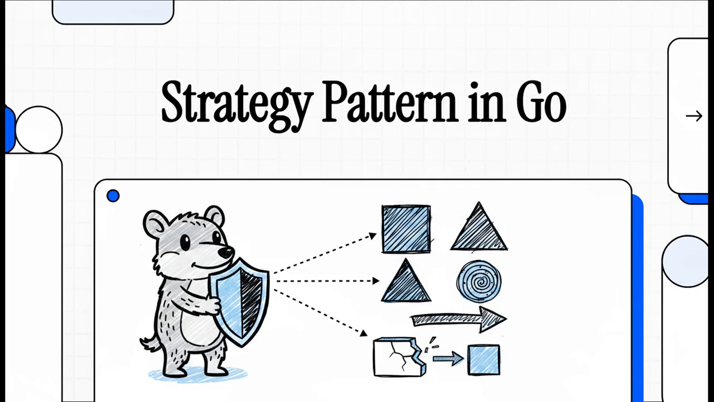All right, let's jump right in. Today, we're going to talk about something that's absolutely fundamental to writing clean, scalable Go code. We're talking about the strategy pattern. And trust me, it's the thing that's going to save you from those monster if-else chains we all hate.